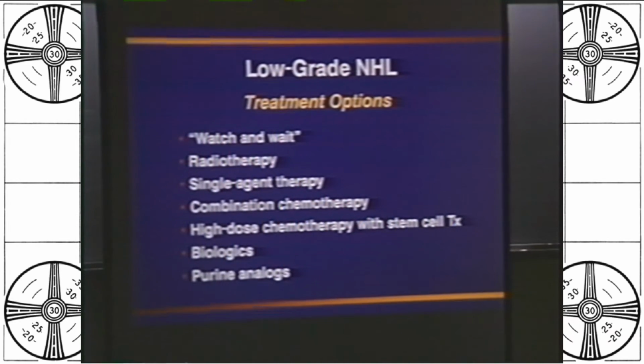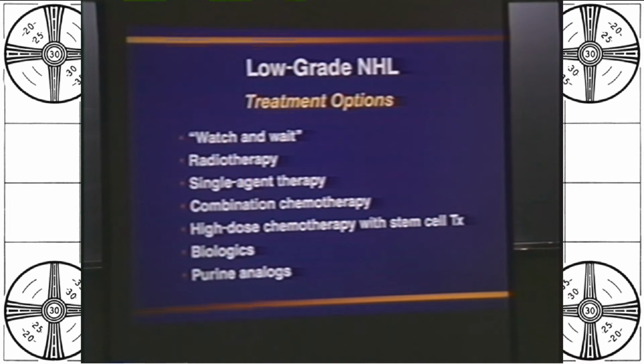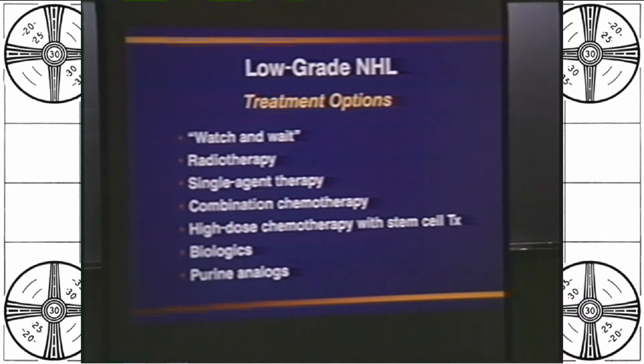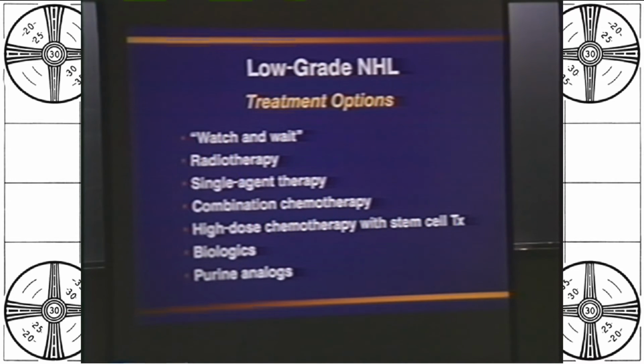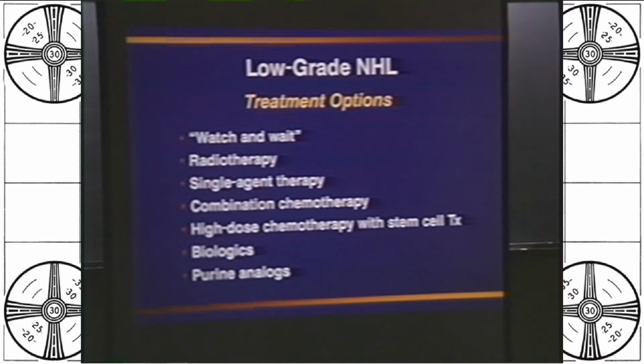So the aggressive lymphomas are curable with chemotherapy. Therapy should be instituted in most patients unless you have a very good reason, because they will die quickly and because you can cure some of them.